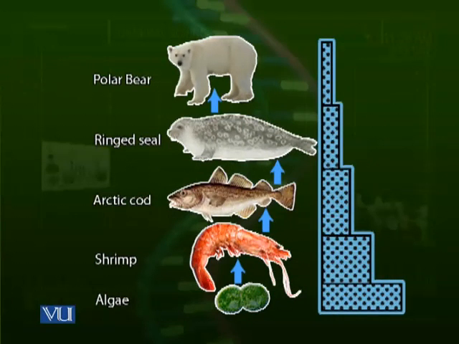Then the seals. Seals eat these carnivore fishes. So seals make the secondary carnivores. Then come the polar bears. Polar bears eat these seals and they make the tertiary consumer. So this is a food chain present in an Arctic ecosystem. Algae to shrimp, to codfish, to seal, and to a polar bear.